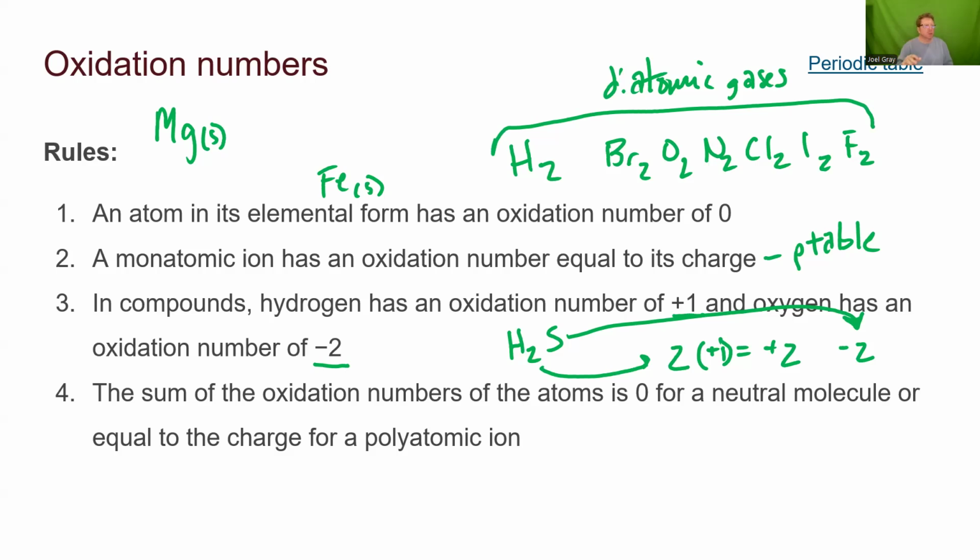Set these up as super simple math problems. What's our charge? Nothing. Okay, therefore, what does our charge need to be in order for this to be 0? The sum of the oxidation numbers of the atoms is 0 for a neutral molecule like H2S, or equal to the charge for a polyatomic ion.